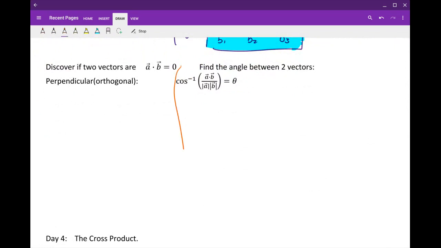All right, here we've got this. How do we discover if two vectors are perpendicular? Oh, there's a fancy word for perpendicular in 3D as well, and that fancy word is orthogonal.